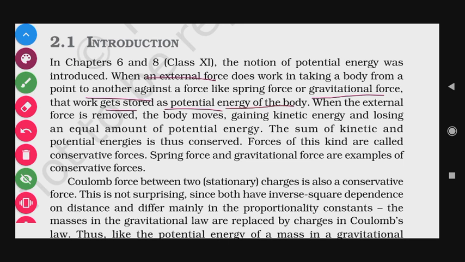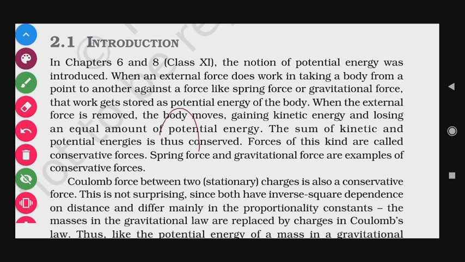As you have read in class 11, suppose there's a mass here on the ground, and you lift this mass up to a height h. So what you are doing basically, there is a force of gravity, and you are applying force, doing work against the force of gravity. In this process, this work is being stored as potential energy of the body. So in lifting the body up to a height h, you have done certain work against the force of gravity, and this work has been stored in the form of potential energy, that is called the gravitational potential energy. You know about this.